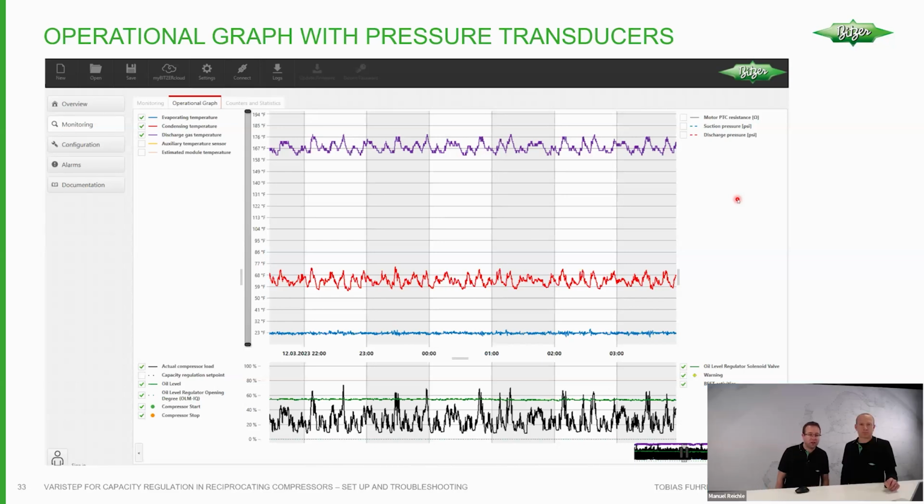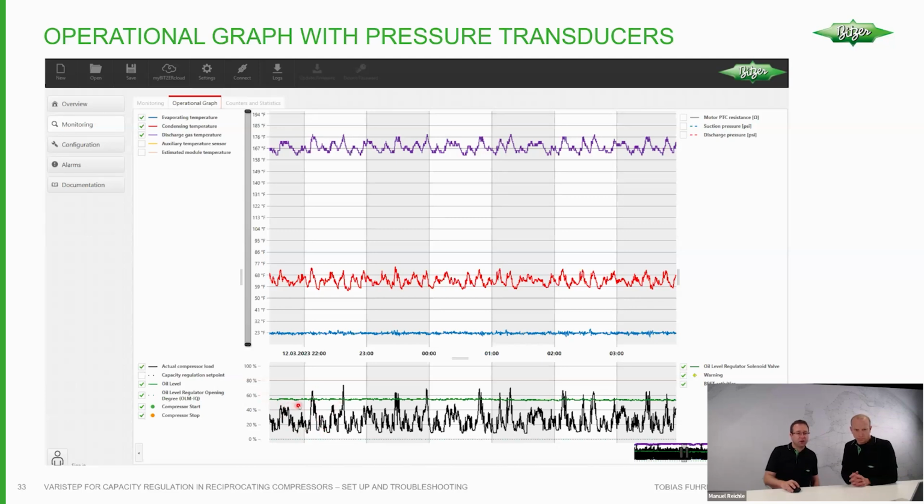So this is now an operational graph. I told you earlier we replaced one VARISTEP, we take off the variable speed compressor. In this case, we can see on the lower black graph the reference signal from the rack controller, which capacity we should drive at this point.